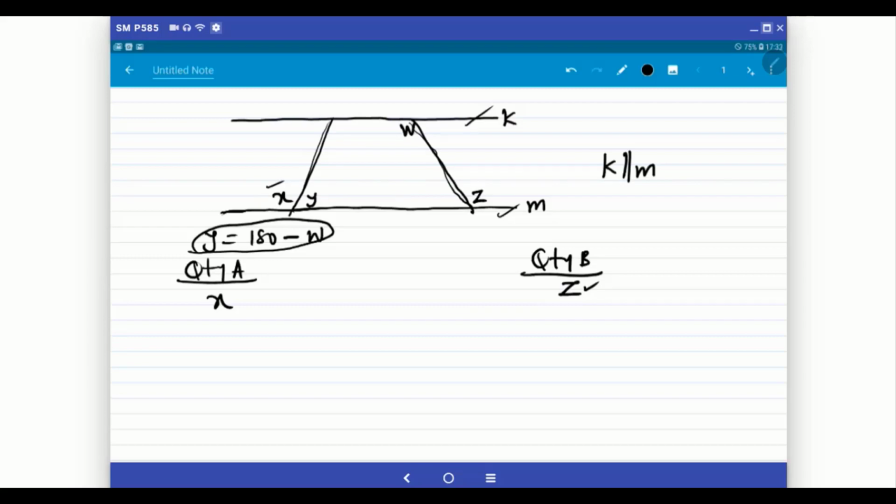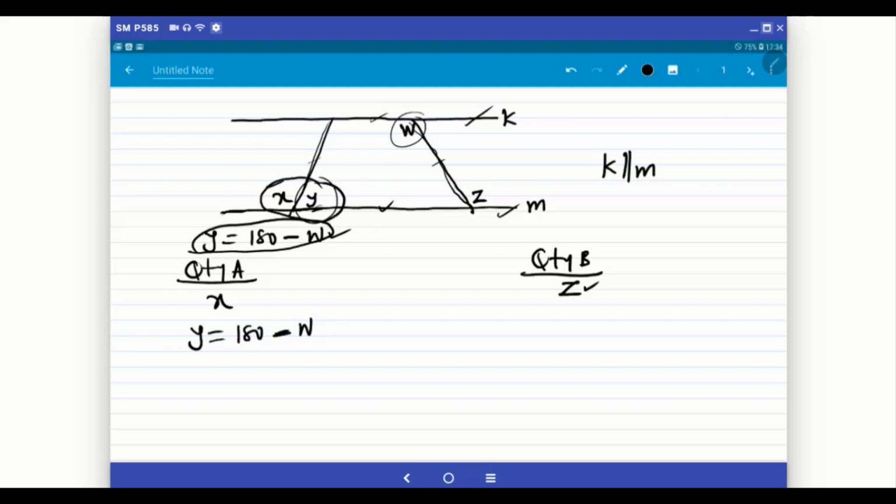So what can we do here? Since we are given information about Y and W, Y is equal to 180 minus W, I will look at my diagram and see if there is any way I can connect Y and W. As you can see, it is difficult to see how to connect them from this diagram, because they have been combined with these parallel lines using different transversals. So it will be difficult.